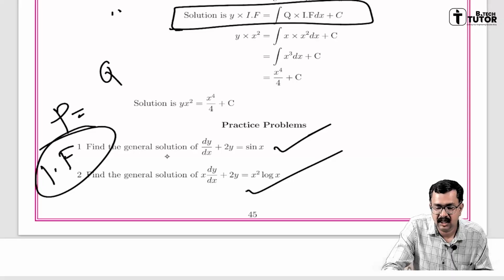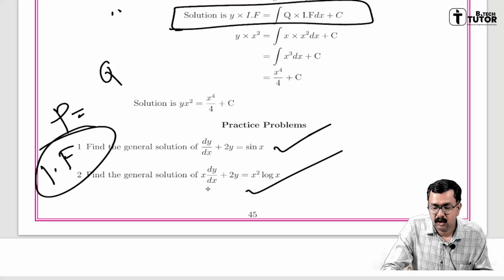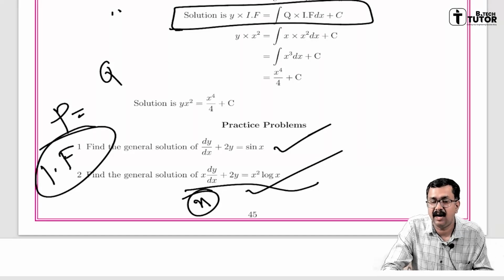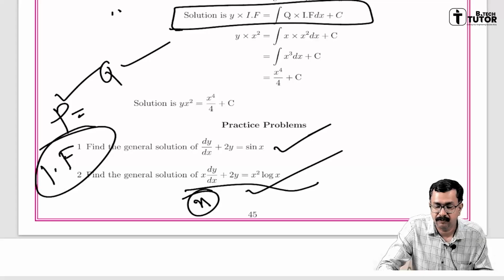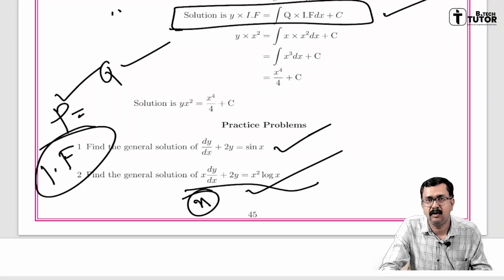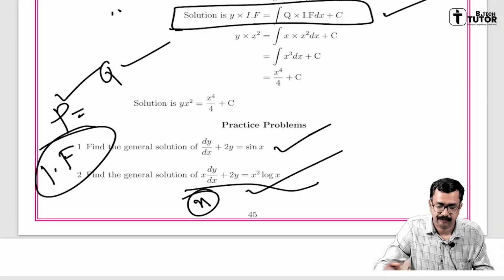First question is find the general solution of dy by dx plus 2y equal to sin x, and the second question is find the general solution of x dy by dx plus 2y equal to x square log x. Here you must divide throughout this equation with x. Then we can find out P and Q. Then you can solve it using the equation. These two questions are for your practice.